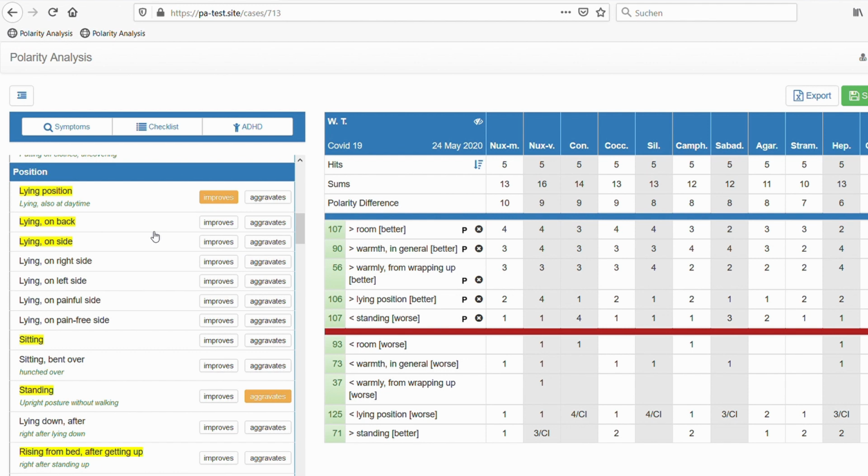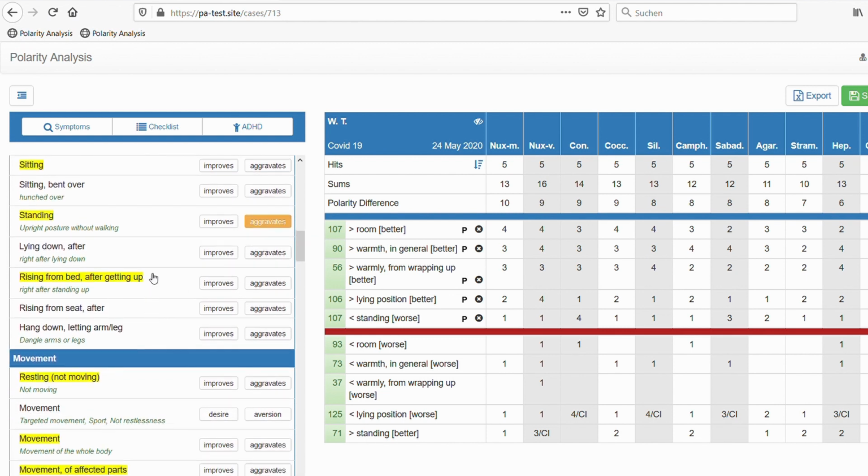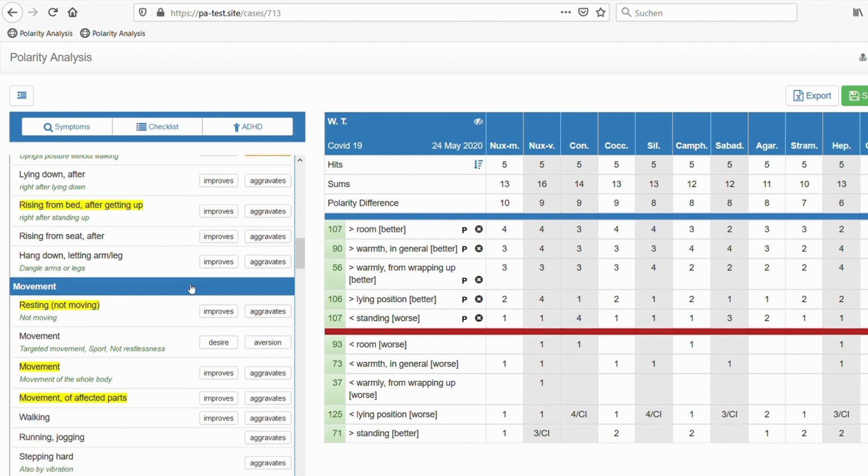Does it play a role if you lie on the back or on your side? No difference. Just lying in general. Okay. And after rising from the bed, do the symptoms aggravate or improve? There's no difference. Okay. Do the symptoms improve when you rest and don't move, or when you move?